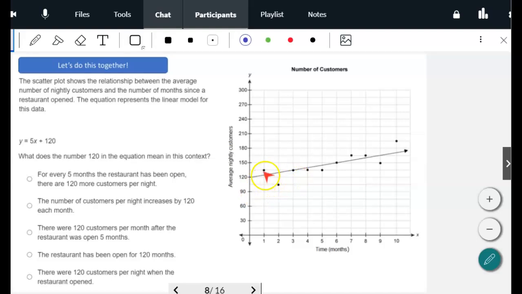Now it changed. It was 120 the first night, and then after a month it was here, and so on. The restaurant has been open for 120 months. No, this is the time. There were 120 customers per night when the restaurant opened. That's it. Finally got to the correct answer.